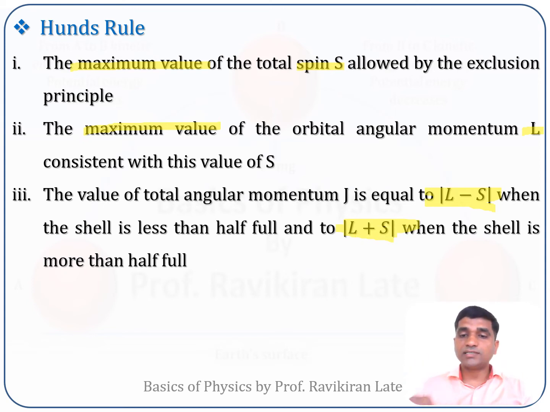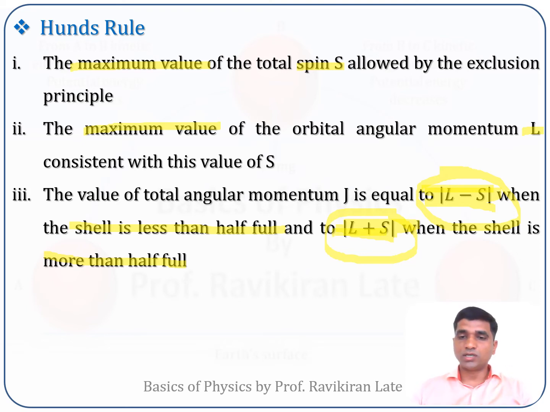If the shell is less than half filled, then you take L minus S as the total angular momentum, and if the shell is more than half filled, then the total angular momentum will be L plus S. So here you have to remember that if the shell is less than half filled, then it will be L minus S. If the shell is more than half filled, then it will be L plus S.